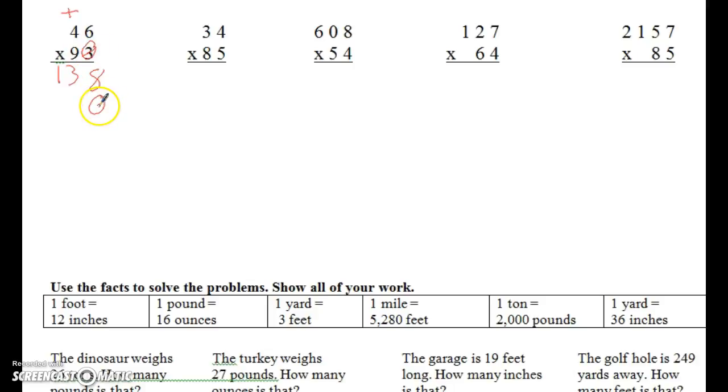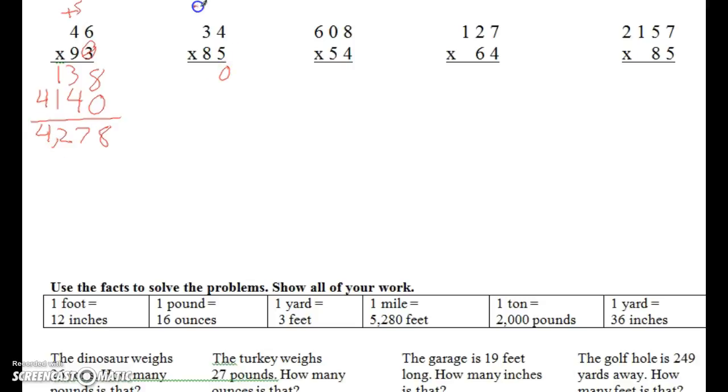The 0 that would be there just got marked out and brought down. 9 times 6 is 54. Carry my 5. 36 plus 1 or plus 5 is 41. Which would give me an answer of 4,278.